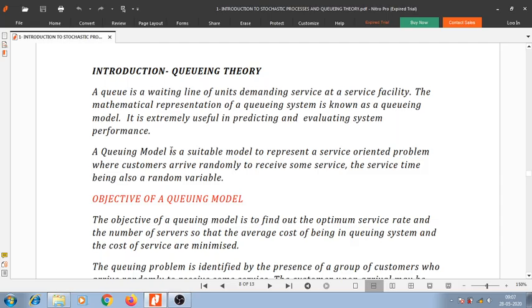Why are we going for the queuing model? Because of predicting and evaluating the performance of the service station or queuing system. How much time do I have to wait for filling the oil? That is called predicting. What type of service is given to the customer? That is called performance. So predicting and evaluating system performance can be analyzed under the queuing system. Are you okay? Right.